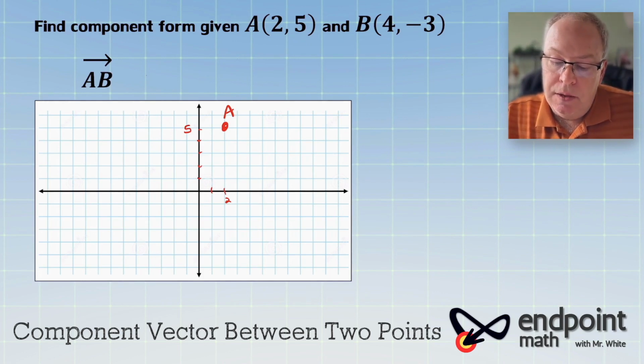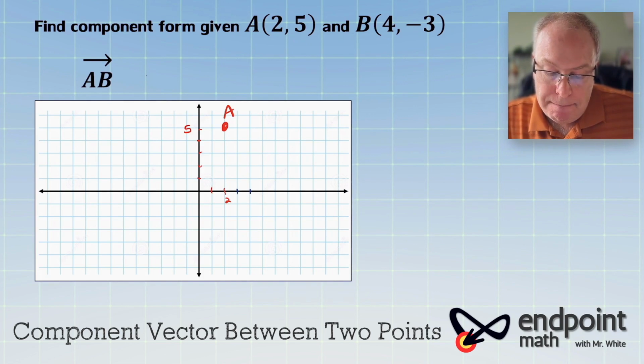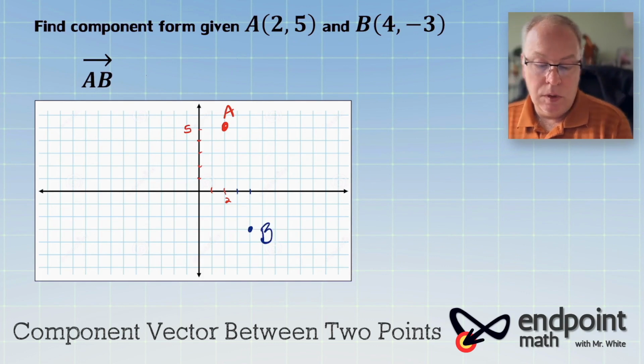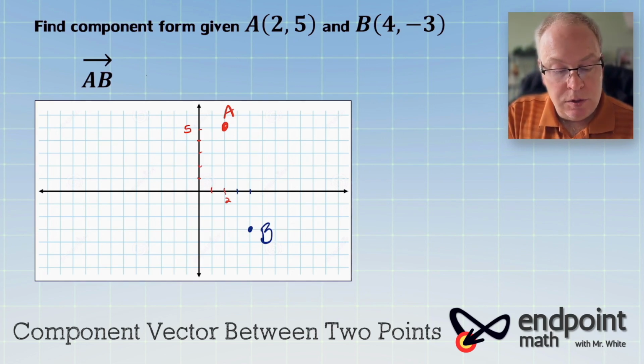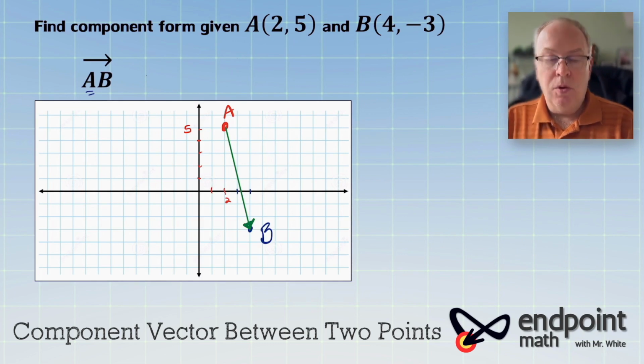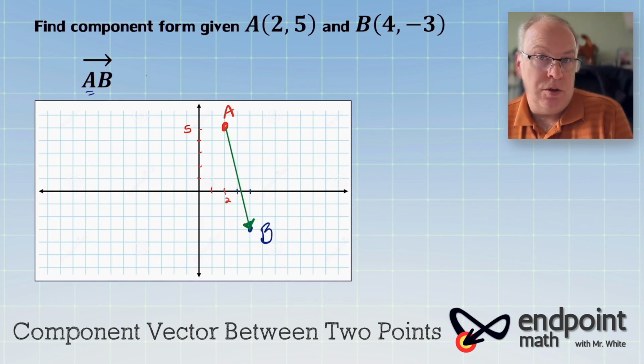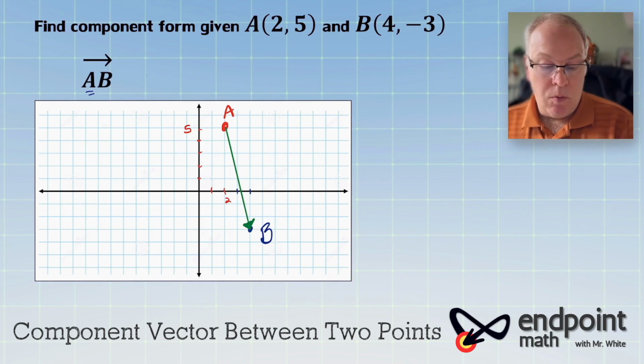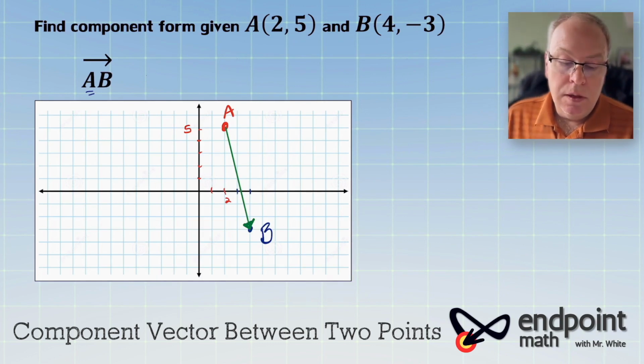And B is at over 4, down 3. And this would be where B is. All right, so we are going to find a component form that goes from A to B. So let me draw that in. So it's going like this. A component form like that. Of course, that has direction and it has magnitude or size, doesn't it? And we're going to get a component form vector.